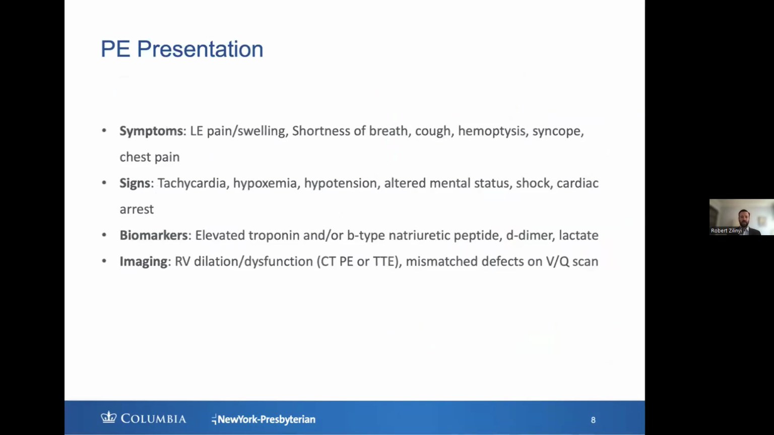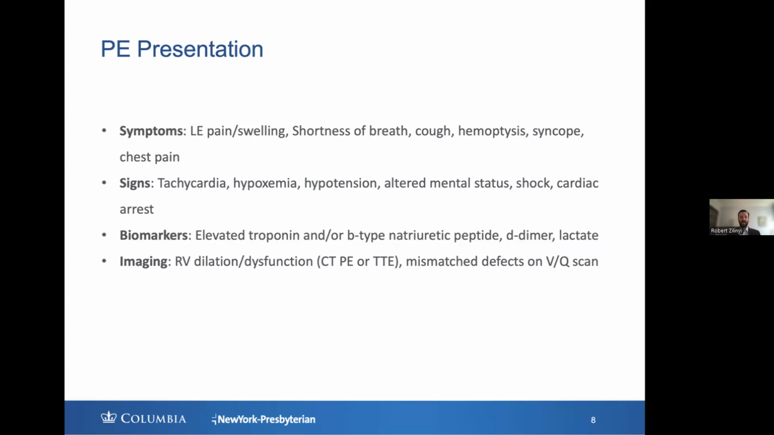So, what do the patients look like when they present to you? So, the symptoms that they may demonstrate are lower extremity pain, swelling, shortness of breath, cough, hemoptysis or coughing up blood, syncope, and chest pain. Signs that we're looking for include tachycardia, hypoxemia, hypotension, altered mental status, shock, cardiac arrest. These last two are quite rare, thankfully, but they still may be the initial presentation of a patient with a pulmonary embolism.